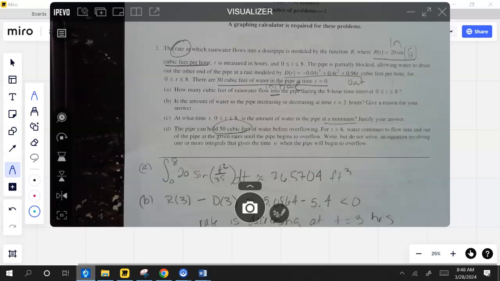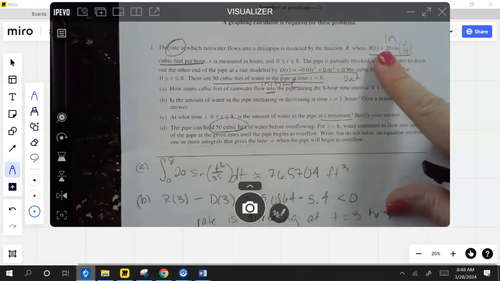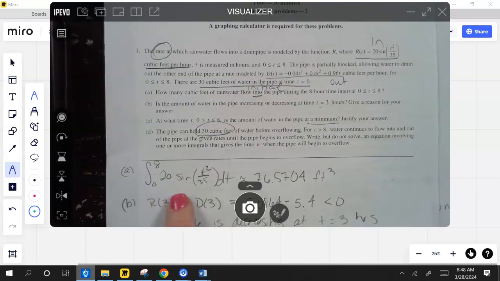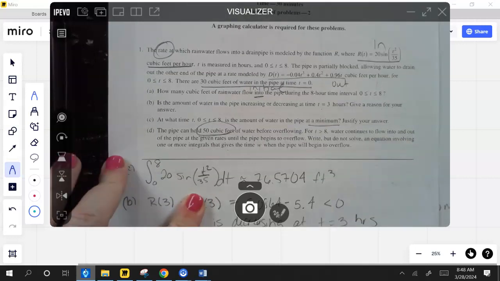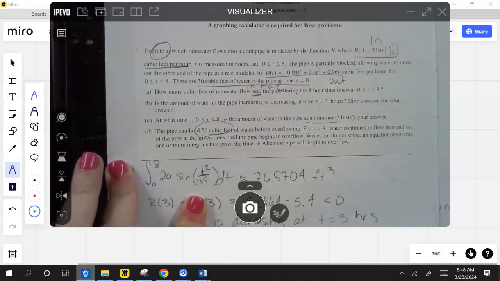You got 1 point for the integrand there for this. You did not have to write out the whole integrand. You could have, since R of t is defined up here, you could just put from 0 to 8 of R of t dt, but do not forget your dt, and then the answer. Can everybody do that on your calculator, or do you need me to show you?